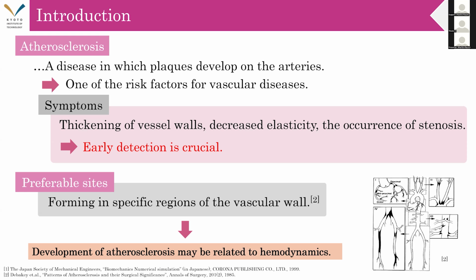In addition, atherosclerosis has been observed to form at specific sites on the arterial wall. In this diagram of the arterial tree, the area shaded in black represents the regions where atherosclerosis is most likely to occur. This suggests that the development of atherosclerosis may be related to hemodynamics.